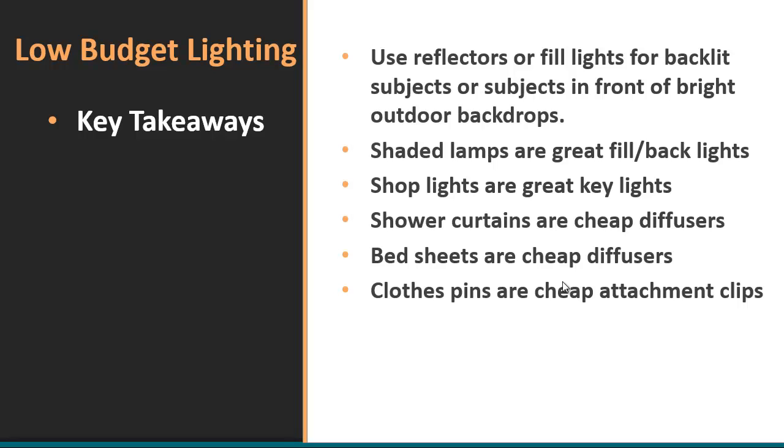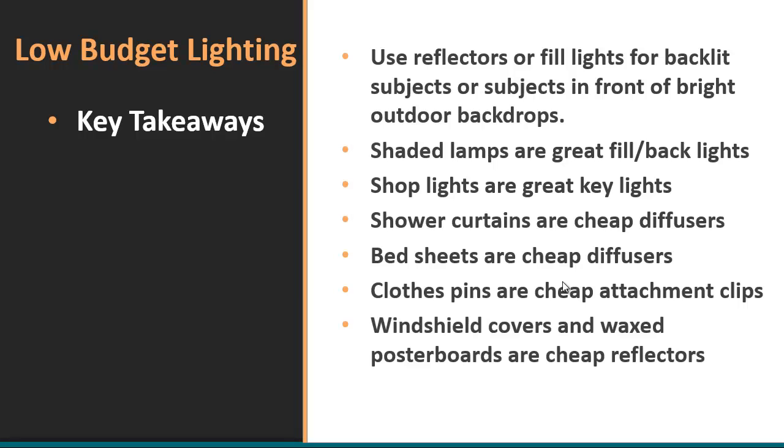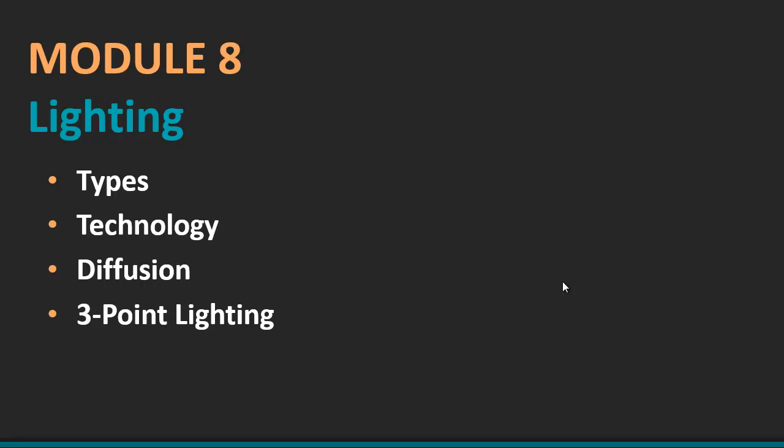You can tie a piece of string from one side of the room to the other and then hang a sheet over it, pull it tight, and you've got a fantastic backdrop. Likewise, you can use it to create light diffusion as well and have the light shine actually through the sheet onto your subject. It just depends on what you're trying to do. Windshield covers and waxed poster boards, as we said, fantastic cheap reflectors.